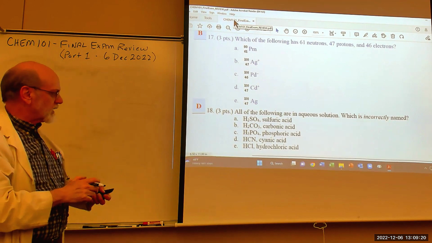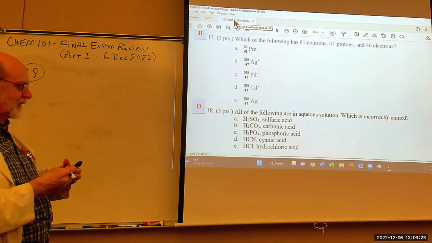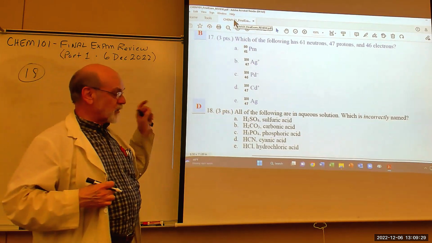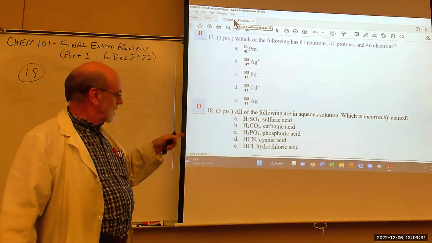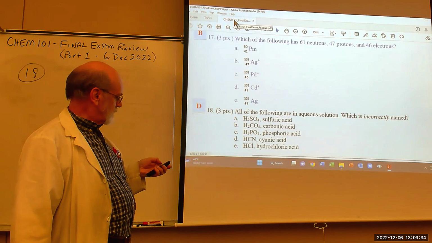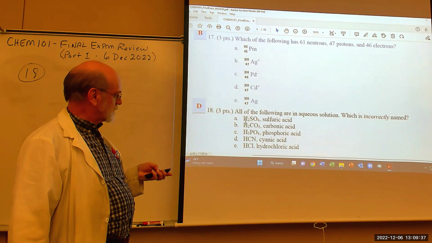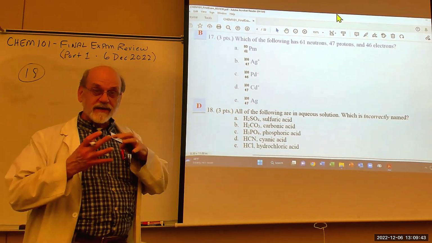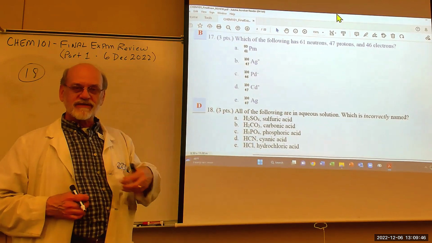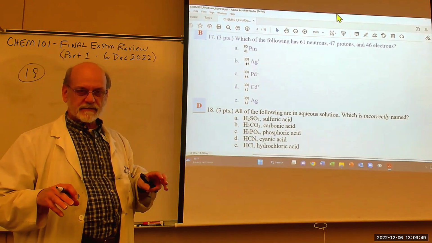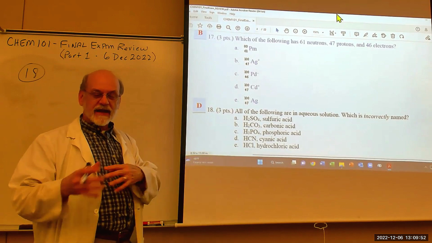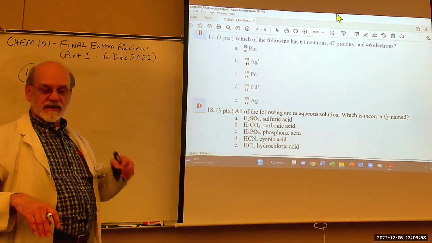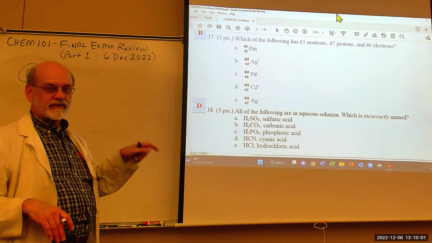18. All of the following are in aqueous solution, which is incorrectly named. Notice that we had to say they were in aqueous solution because all of them have protons here, here, here, here, here. That means that the way we write these formulas, those protons are available to be ionized. They can be taken apart and added to water to make the water acidic. But all of these are acids. What we need is the acid naming convention, and to do that, they have to be in an aqueous solution.